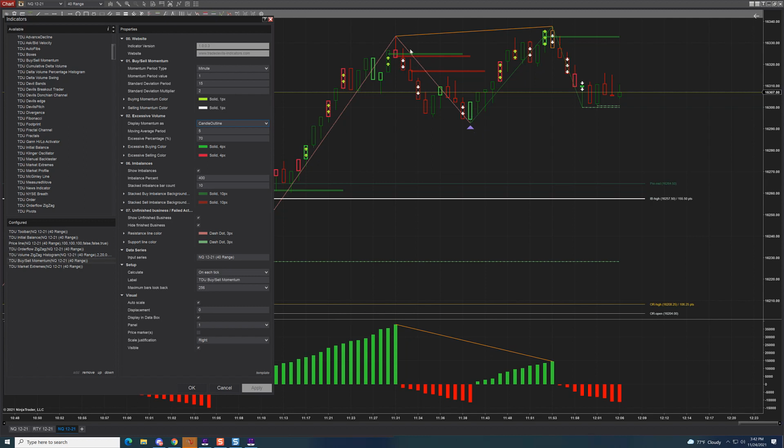Now, just that statement would imply that my suggestion to you would be to use the hollow candles, which are just native to Ninja. I would use those so you can see that. I tell you, it took me a minute to get used to it. But once you get used to it, I like that I can see this a little bit better. Obviously, I can see what's inside the bar, but I like to see if I'm also getting the signal here. That's why I prefer the candle outline.